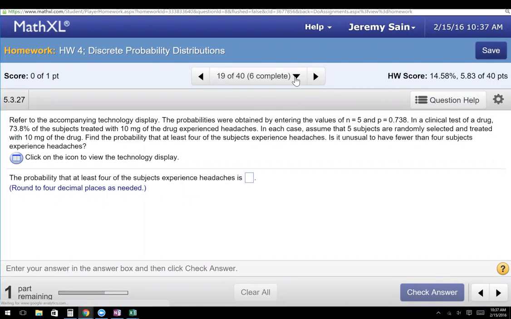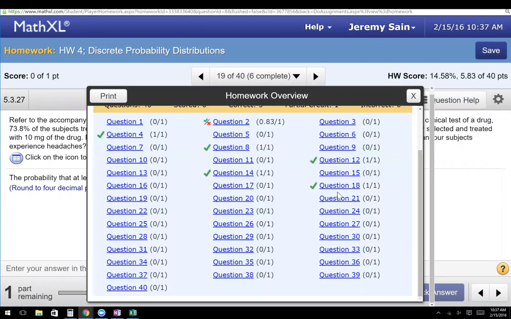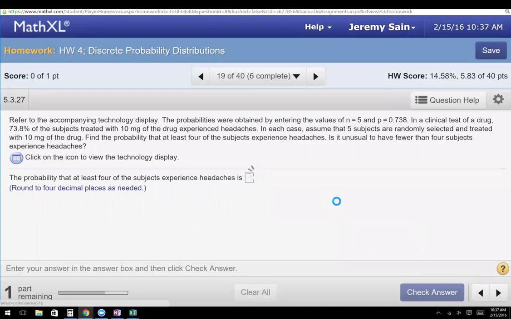That one's doing the same thing. One where we actually have to find the numbers ourselves. Let's go about 21.